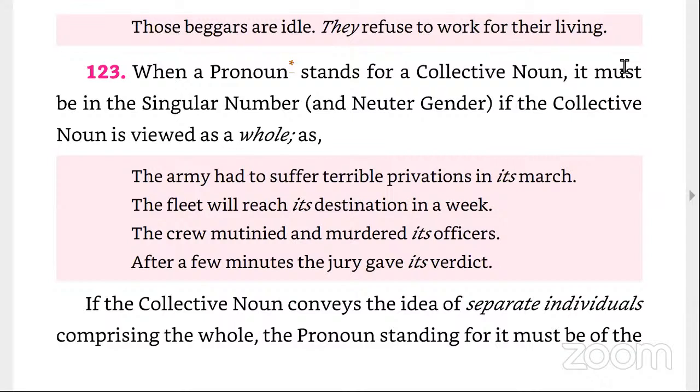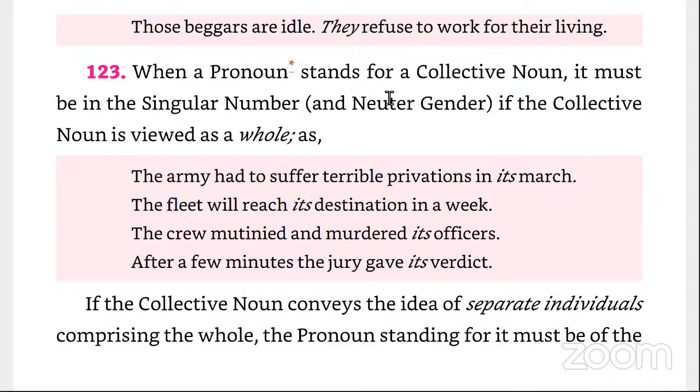The crew mutinied and murdered its officer. Mutiny, M-U-T-I-N-Y, like the Sepoy mutiny, is basically a noun, but it can also be used as a verb. Mutiny means an open rebellion, standing openly against someone. This is called mutiny. So the crew, what does it mean by crew?